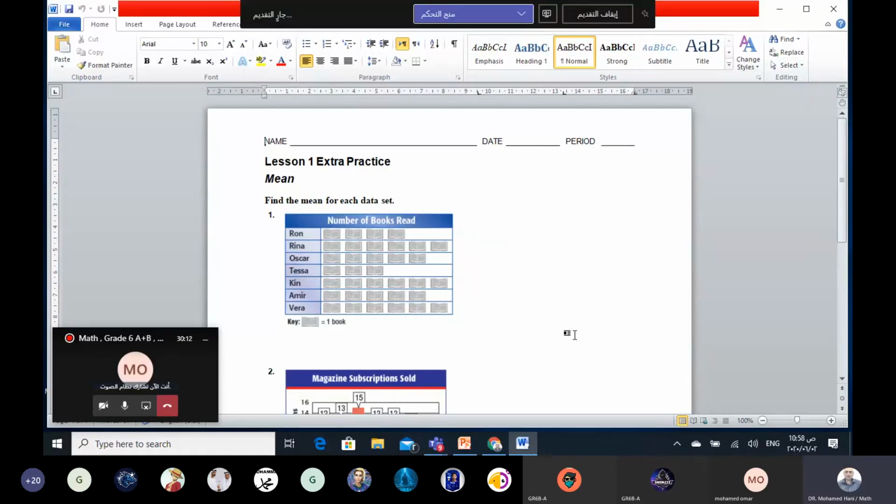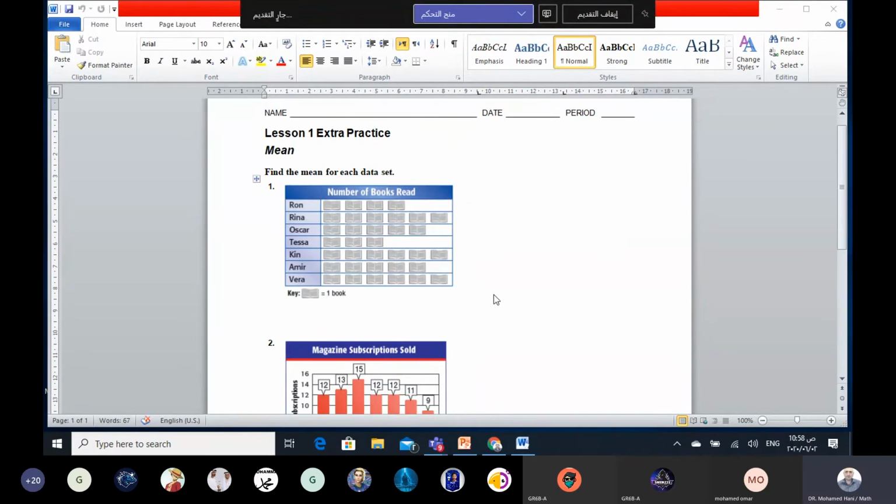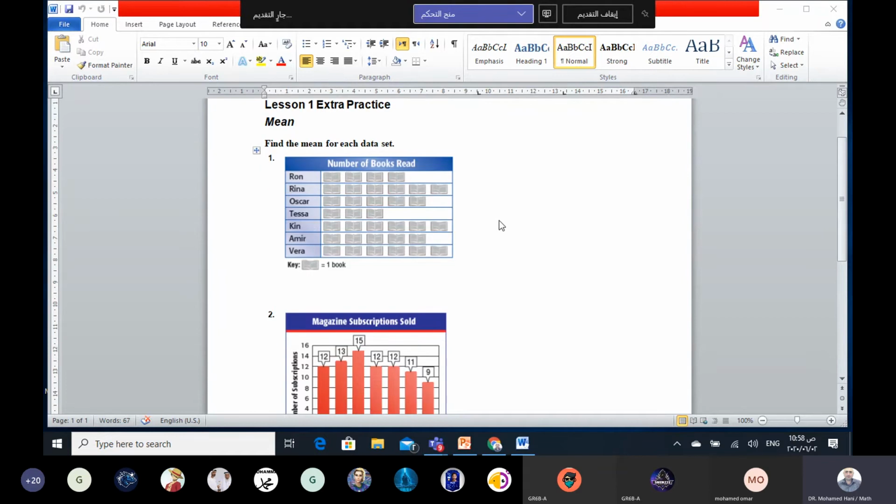Now I want all students to prepare your notebook or any paper, and I want all of you to solve the first question. Lesson one, extra practice, the mean. The question says: find the mean of each data set.